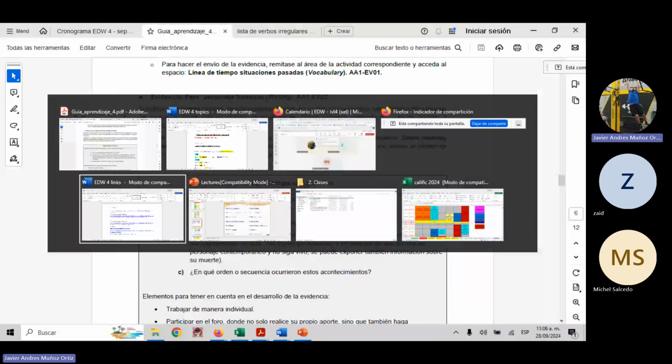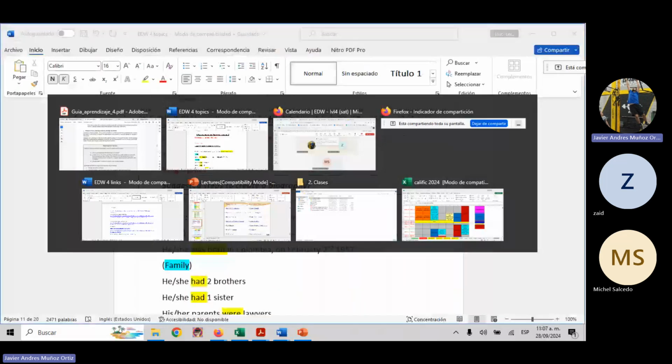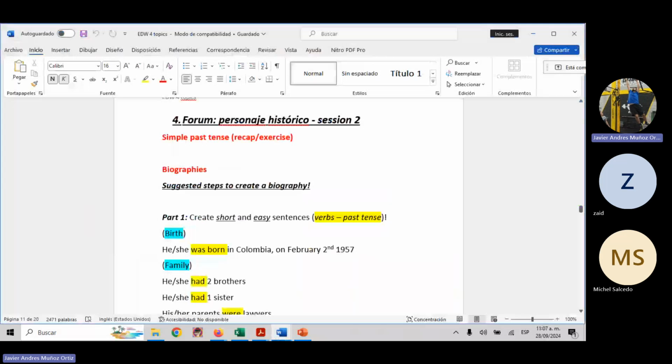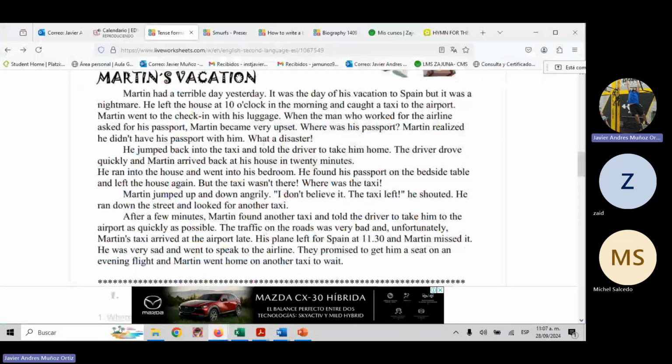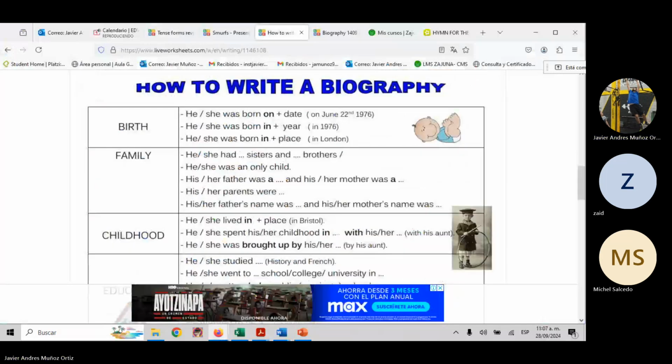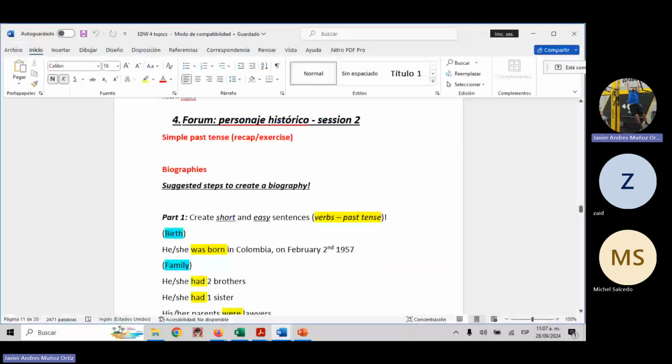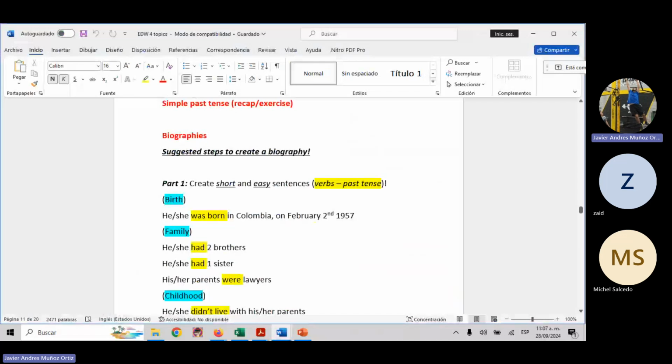So we already have the needed information to create a biography, but now we're going to see the suggested steps to create a biography. To create a biography, we can think in different steps to follow in order to make this text conscious, organized, and with a timeline, with a correct timeline. So the steps to create a biography, in my opinion, and this is just a suggestion because you can decide to choose another possibility, are these.